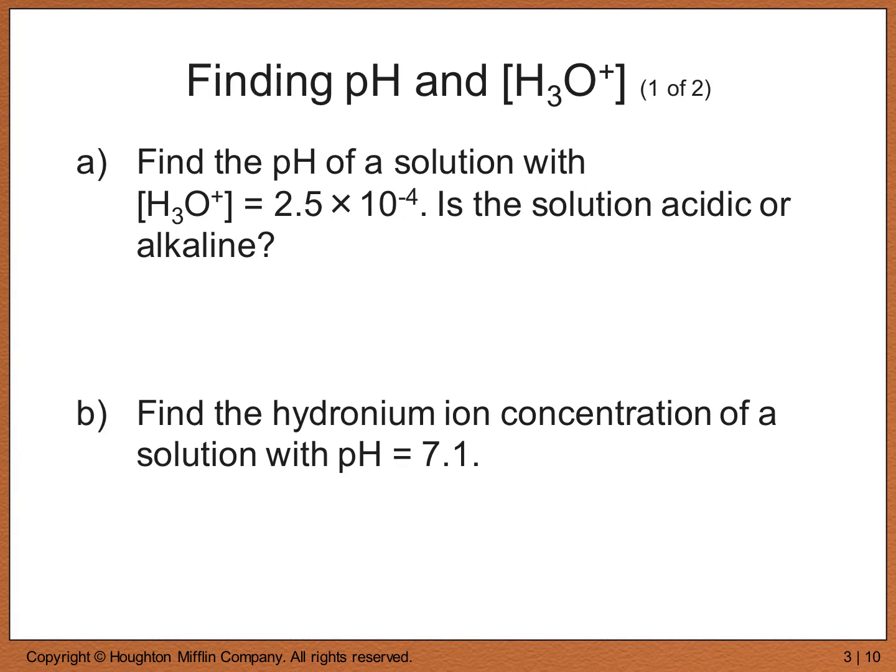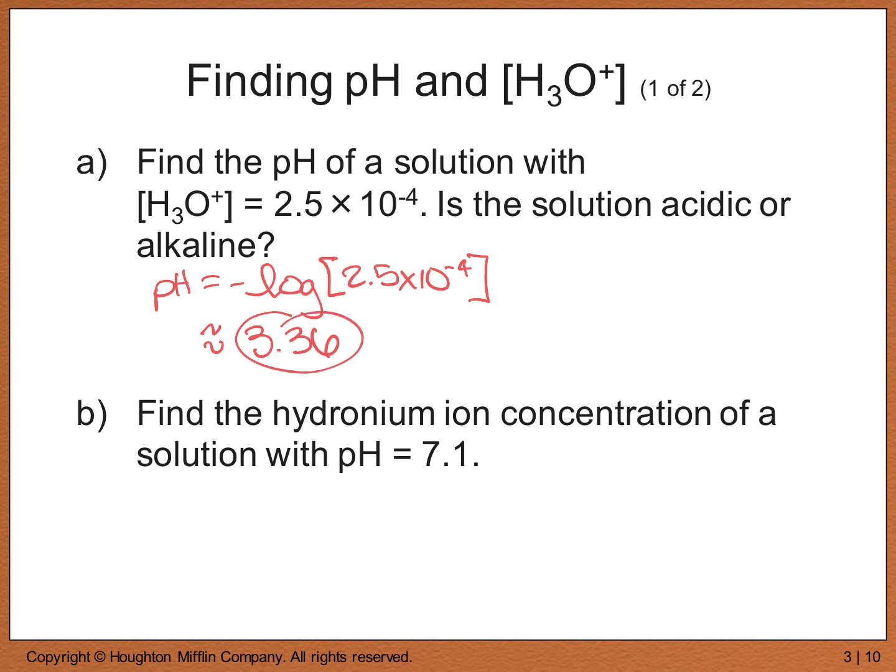So for our next example, we're going to find the pH of a solution where the hydronium ion concentration is 2.5 times 10 to the negative 4th, and we want to know if it's acidic or basic. The first thing we're going to do is say that the pH is equal to the negative log of that hydronium ion concentration, which is 2.5 times 10 to the negative 4th. If you type that in on your calculator, I got something around 3.36. So this would be my pH value. Because that is less than 7, this tells me that my solution is an acidic solution.